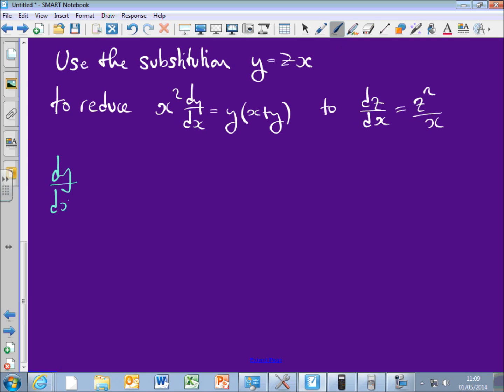Now, because z and x are both functions of x, I have to differentiate this. Be very careful. It's going to be the product rule for differentiation. What happens when I differentiate this? Can someone tell me? You got it, didn't you, bud?